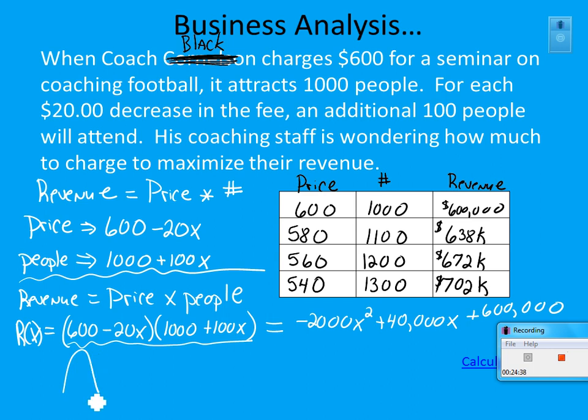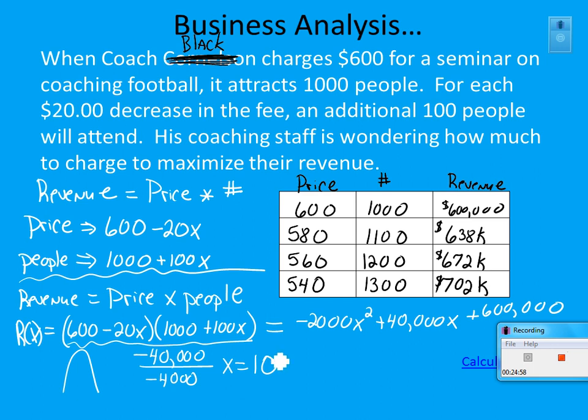So a parabola opening down has a vertex. To get that vertex, I want to take the opposite of b, so negative 40,000 over twice my a value, which will be negative 4,000. So I'm going to get x to be 10. Here's what that 10 means. It doesn't mean I'm going to sell my tickets for $10. It doesn't mean I'm going to allow 10 people to come in. It means I'm going to drop the price 10 times.